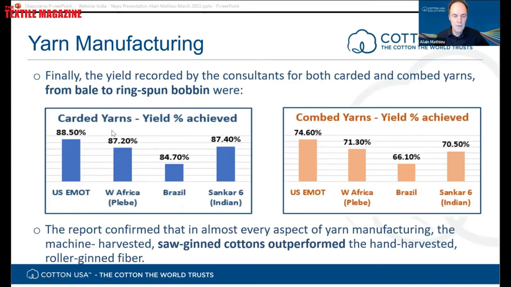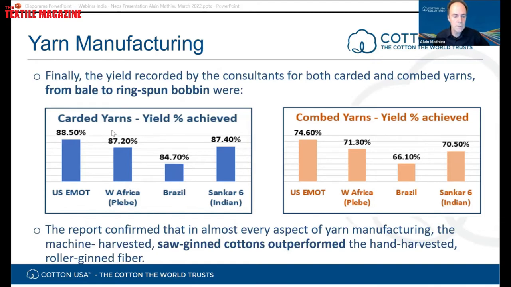Finally, the yield achieved in spinning. These are important graphs, as we know that raw materials represent nearly 70% of the manufacturing cost in ring spinning. The yield was similar for the carded yarns, but the US cotton really shines in the comb production.